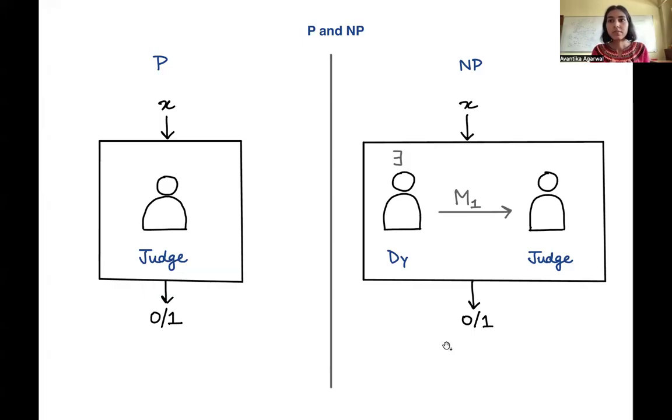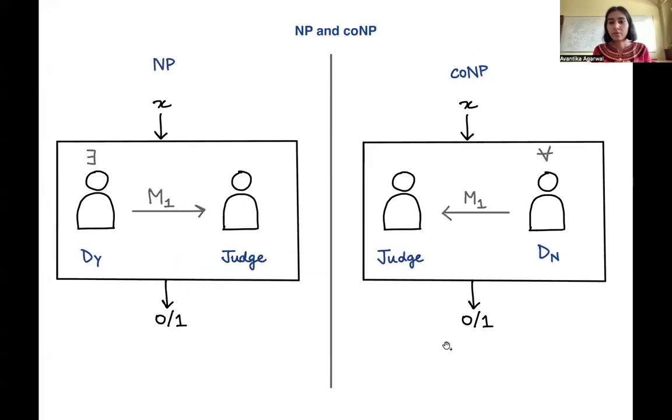We want that if X is a yes input, then there is some message that dy can send to the judge such that the judge outputs yes. On the other hand, if X is a no input, then we want that no matter what dy tells the judge, the judge always outputs no. Now, instead of considering this debater dy, whose aim is to try and convince the judge to say yes, we could have considered an alternative debater dn, whose aim is to try and convince the judge to say no. And this gives us a different complexity class called co-NP.